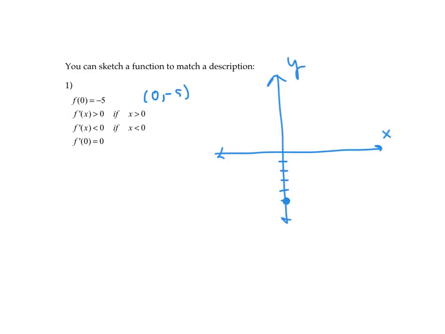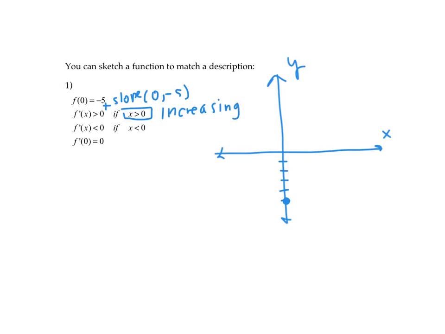So we're graphing the function, not the derivative. We're going to use information about the derivative to get the rest of the function. It says f prime of x is greater than 0. In other words, the derivative is greater than 0 if x is greater than 0. So on the right-hand side of our graph, it's going to be increasing because it says the derivative is positive, meaning we have a positive slope. So what that means for our function is that it's increasing.